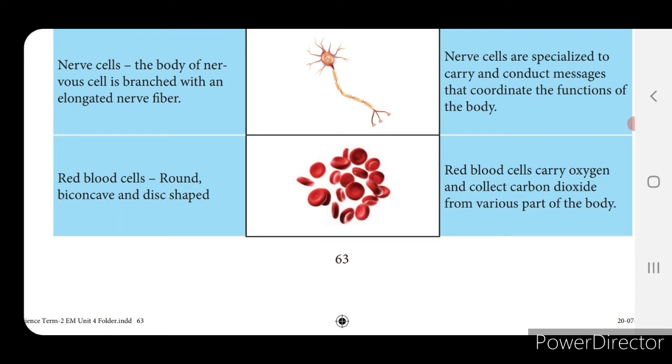During the digestion process, oxygen will be used for burning the food. At that time carbon dioxide will be released. That carbon dioxide will also dissolve in blood and the blood will carry the carbon dioxide, and during expiration we are giving out carbon dioxide. Okay children, so this will be carried out by the red blood cells.